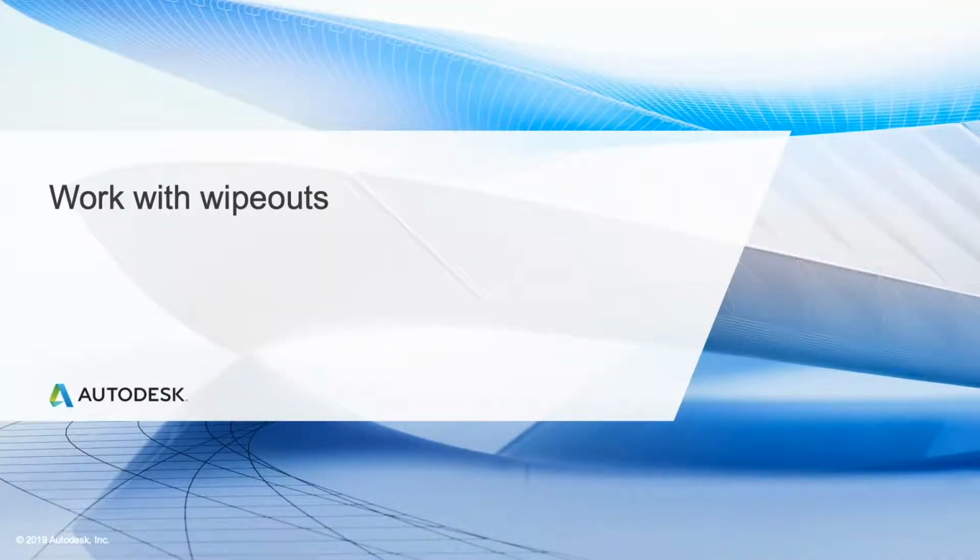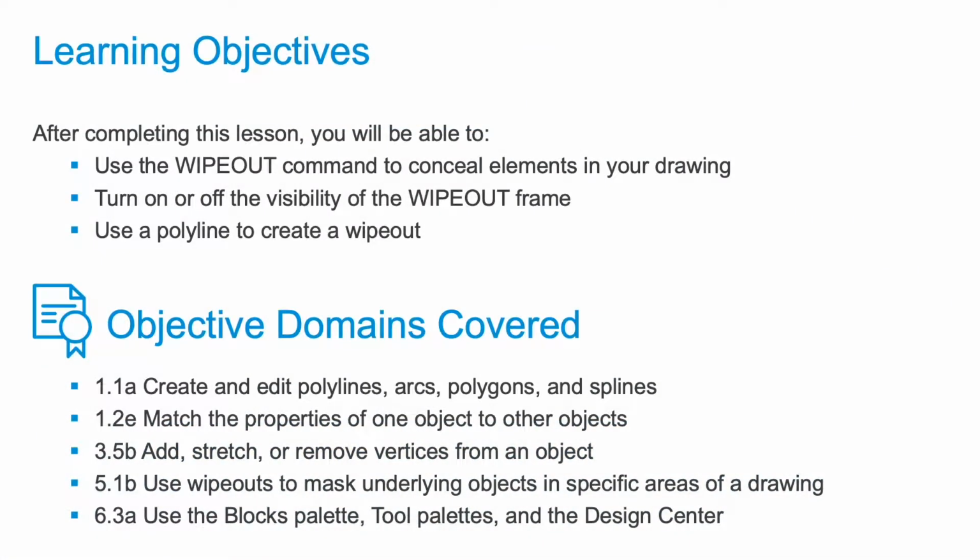The wipeout tool creates a polygonal area that masks underlying objects with the current background color. The wipeout area is bounded by a frame that you can turn on or off. You can also choose to display the frame on screen and have it hidden for plotting.